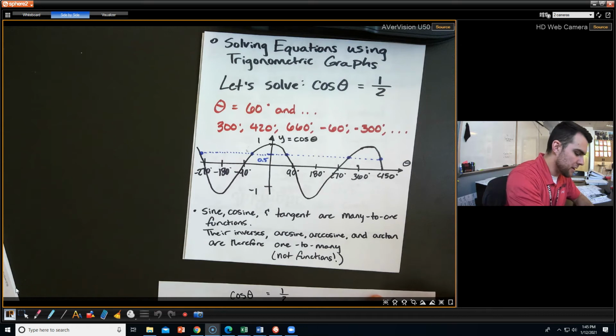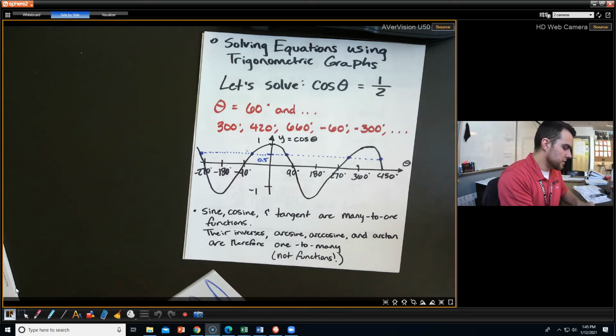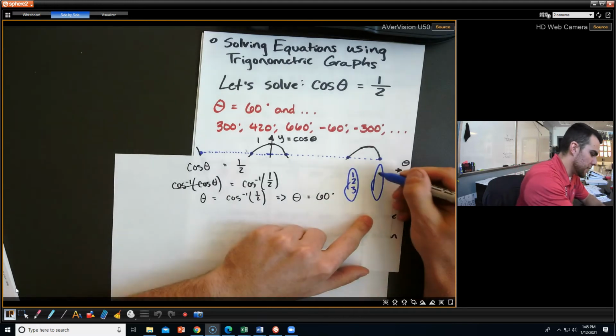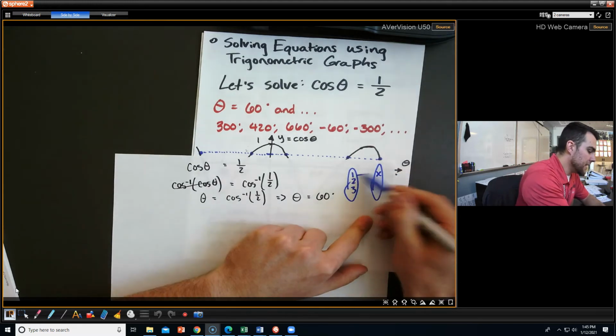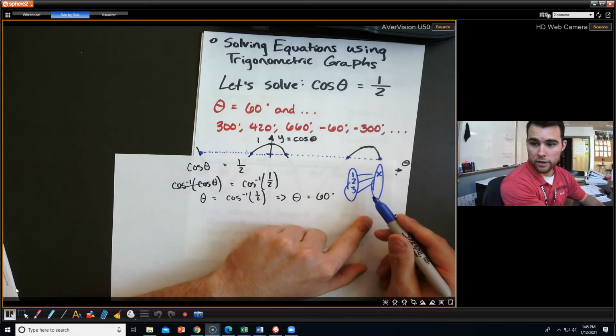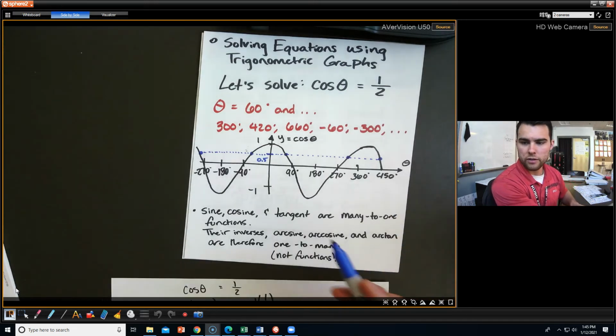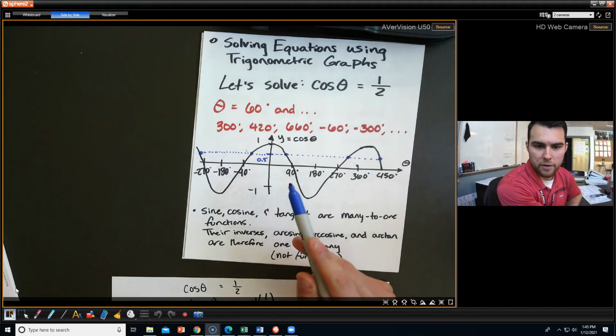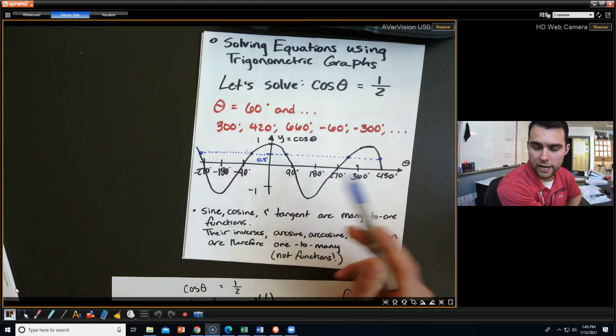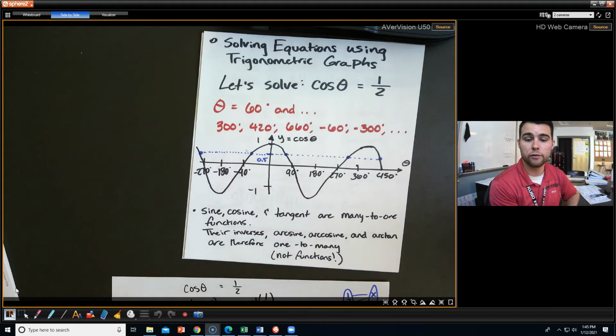So if you thought about it like a mapping diagram, you could think about it as many going to one. Okay, many to one. So kind of what we were just talking about, right? Cosine 60 equals 1/2, cosine this equals 1/2, cosine this equals 1/2, so on and so forth. The problem with their inverses, arcsine, arccosine, arctangent, is they are one to many, which makes it not a function.